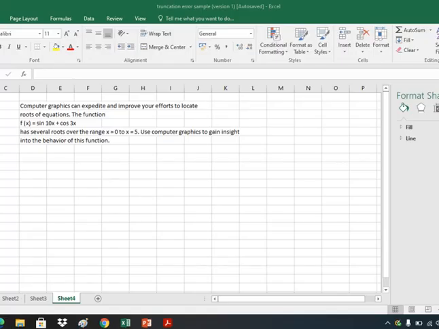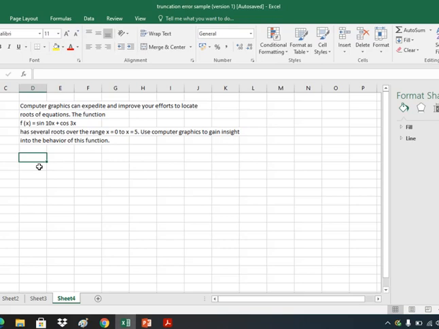Okay, let's have another example. So here's the problem. The function f of x is given as f of x equal to sine 10x plus cosine 3x. So it has several roots over the range of x equal to 0 to x equal to 5. So ihatag ang lower bound x. So ito yung mga boundary, kumbaga. x equal to 0 and x equal to 5. So this is the lower bound and this is the upper bound. So use computer graphics to gain insight into the behavior of this function. So again, we can use the Excel or MATLAB.